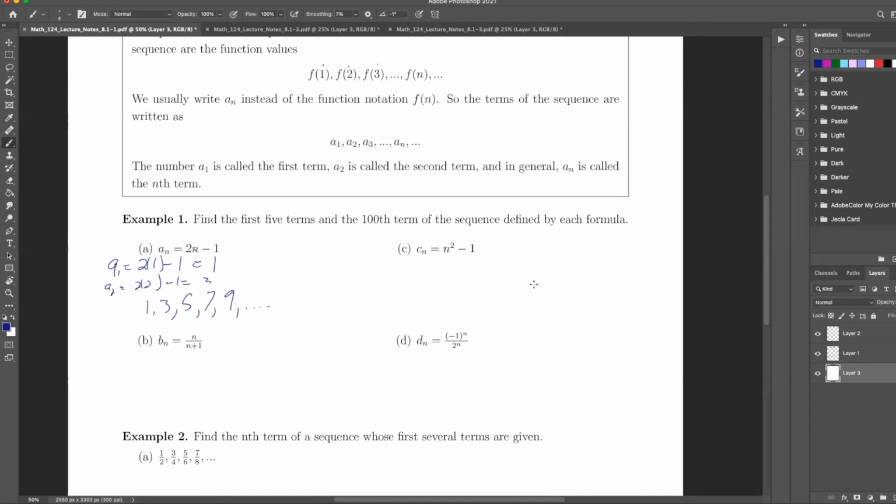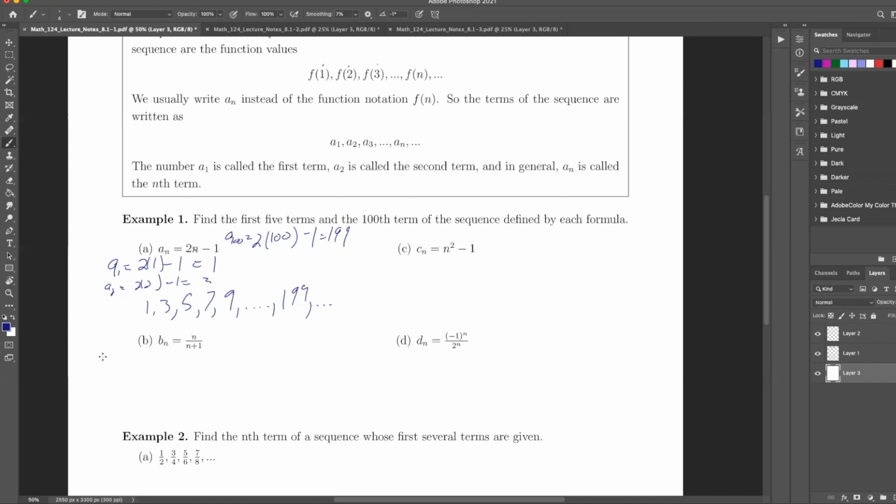And then we want to find which term? The 100th term, right? And so here the 100th term, a100, would be 2 times 100 minus 1, so it would be 199. And then this keeps continuing. All right.